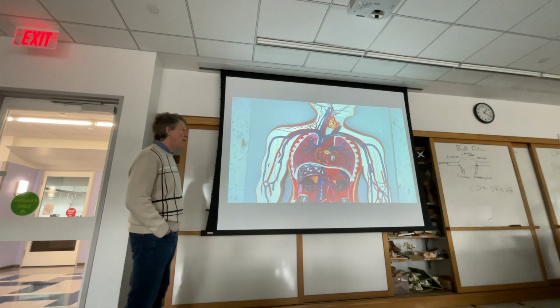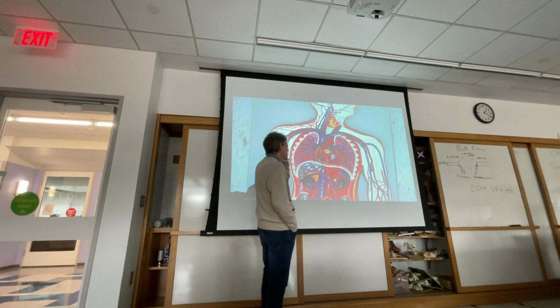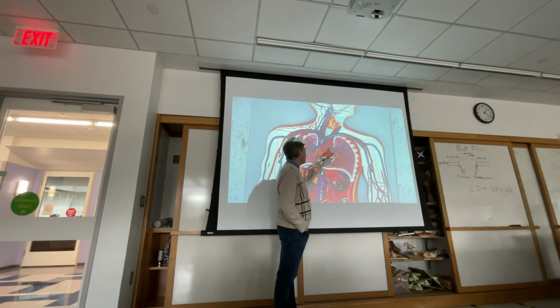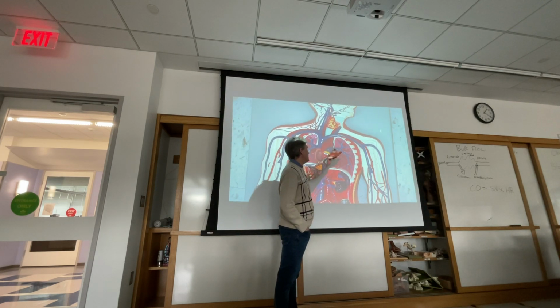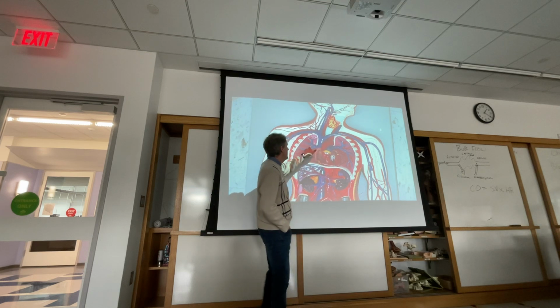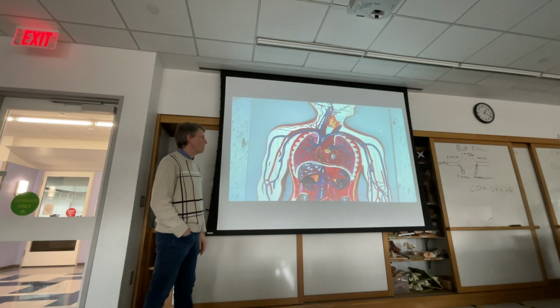While we're talking about arteries, don't forget that these are also arteries, even though they're blue, those are the pulmonary arteries. So this is the pulmonary trunk, and then that's the left pulmonary artery, and then going over there would be the right pulmonary artery.